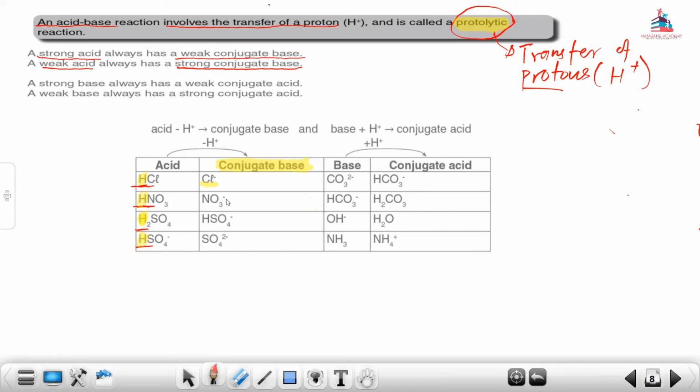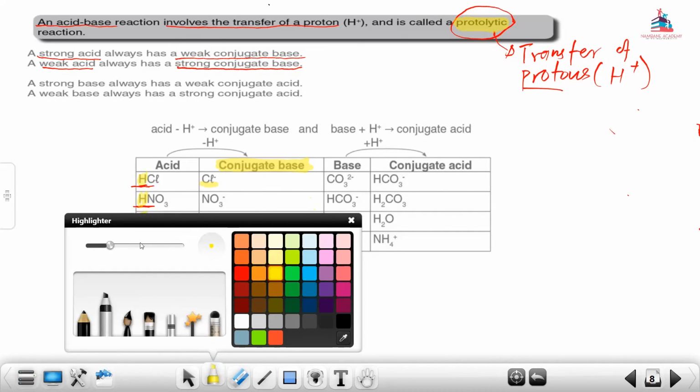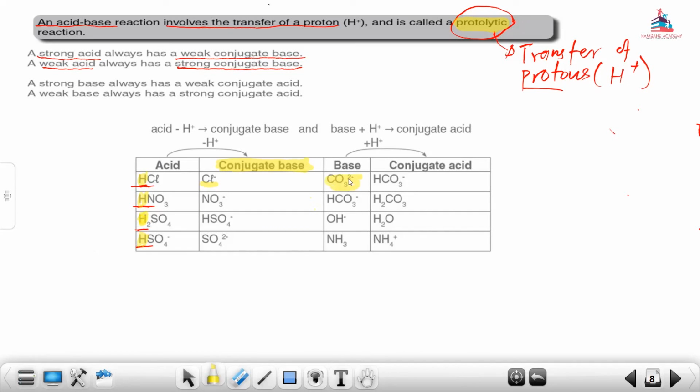For me to have a conjugate acid, I must start with a base. But what is it that a base will do? According to Arrhenius and all the theories, a base is a proton acceptor. So I am going to start with a base, but that base must now do what? It must accept a proton. So a conjugate acid will be one proton more.